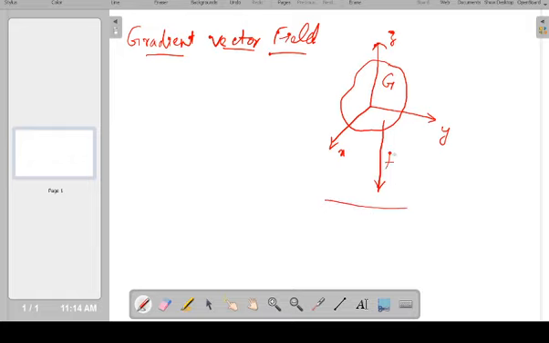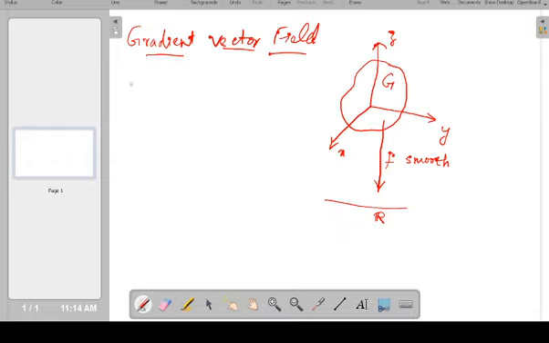call it f. This is the real number system. Suppose that this is smooth. What is the meaning of smooth? All the partial derivatives of f of all orders exist and are continuous.